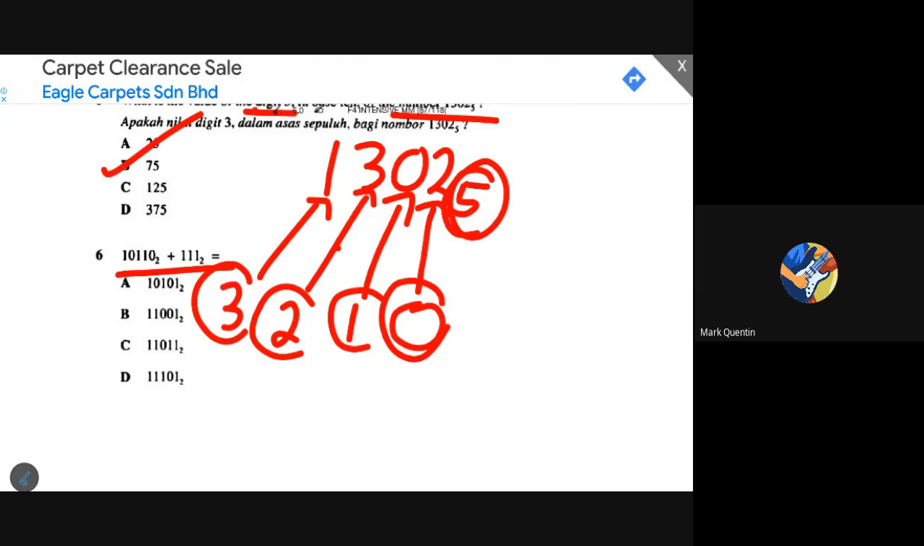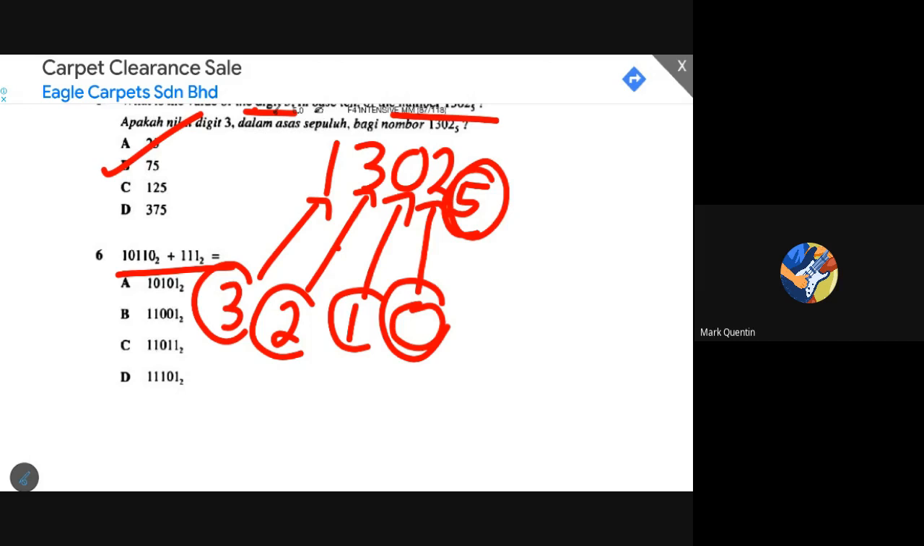But of course, in your SPM, jika soalan macam ni keluar, terus guna calculator. Tak perlu fikir banyak-banyak. This one, I just want to test you all whether you all understand the concept. Sebab, kalau soalan ni keluar dalam kertas 2, kamu kena tunjuk jalan kira. If this come in paper 2, you all need working.